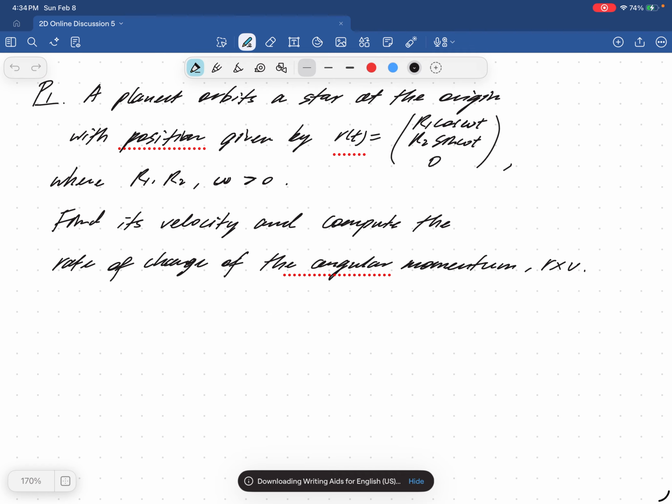So for this problem, we want to consider a planet that is orbiting a star at the origin. The position of the planet is given by r(t) equals (r1 cosine omega t, r2 sine omega t, 0), where r1, r2, and omega are positive numbers. So this orbit is going to be, just from the form of r, an ellipse on the plane z equals 0. We want to find the velocity of the planet at each time t and compute the rate of change of the angular momentum, which is given by r cross v.